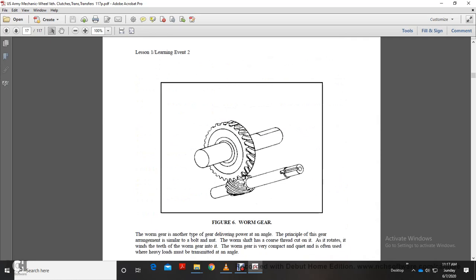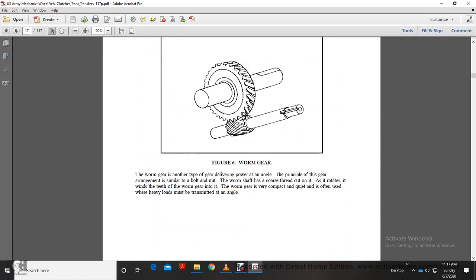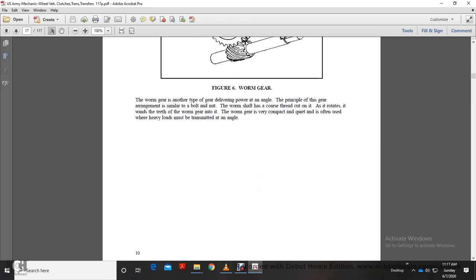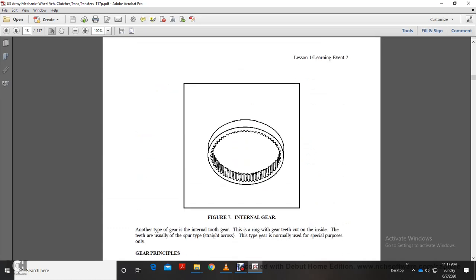This shows the worm gear. The worm gear is another type of gear delivering power at an angle, with a principle of arrangement similar to the bolt and nut. The worm shaft has a thread cut into it and rotates, winding the teeth of the worm gear. The worm gear is very compact, quiet, and often used for heavy loads that must be transmitted at an angle.